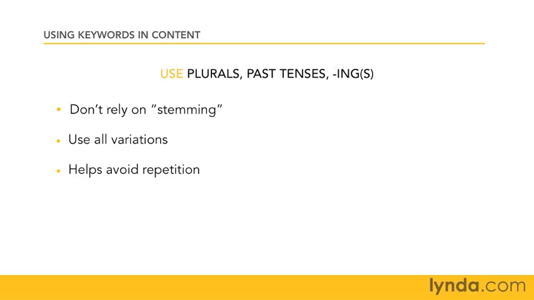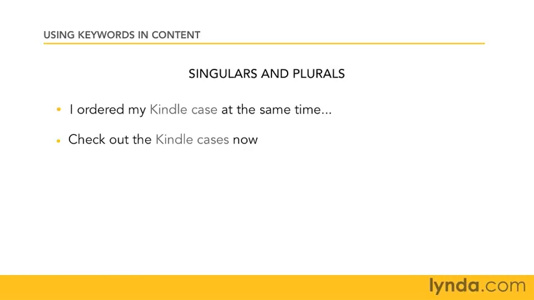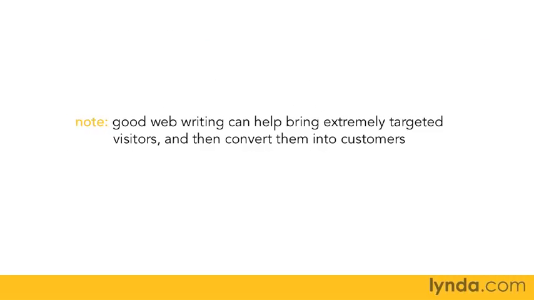I'm often asked how people can use both plurals and singulars of a phrase on the same page. I'm not quite sure why people think it will be difficult, as we do it all the time when we're speaking or writing. So here's just a quick example of 2 different sentences from a page that use singular and plural versions. You could say on the page, I ordered my Kindle case, the singular, at the same time. And then somewhere else on the page, it might say, check out the Kindle cases now. It's pretty simple to use both forms within the same page. So the content really, really matters. Good web writing can bring extremely targeted visitors from the search engines and then convert them into customers by what you say on the page.